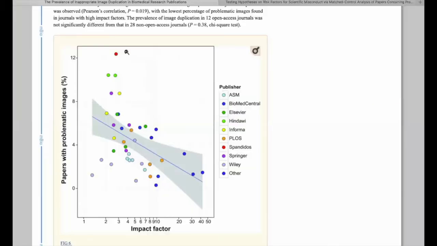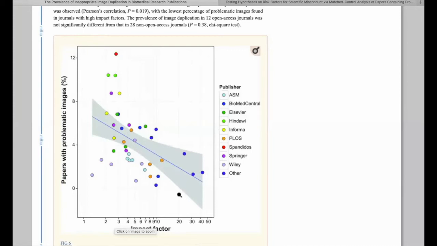Okay, let me ask you a question about one of your figures. I'm going to share my screen. Can you see it? Yes, I can see it. So this is a figure, for those that haven't read the paper, showing the impact factor of the journal and the proportion of papers that Dr. Bik and her colleagues found to have problematic images. So up is bad, down is good. And this is showing that high impact factor journals tend to have fewer problematic images.